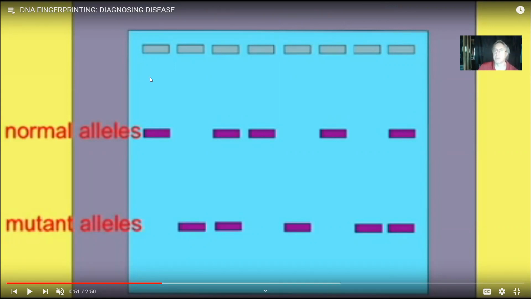All right, so this individual here, let's say this is the mother, she only has two normal alleles of this gene. Let's say that the second sample was the father. He doesn't have any normal alleles. He only has mutant alleles. And now if you look at this first child, let's say, they've inherited a normal allele from their mother and a normal allele from their father.